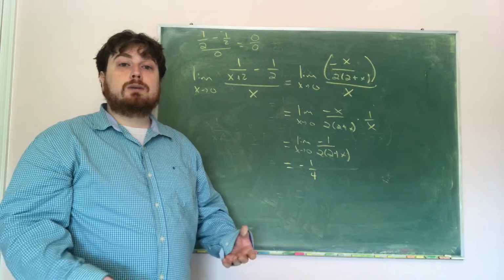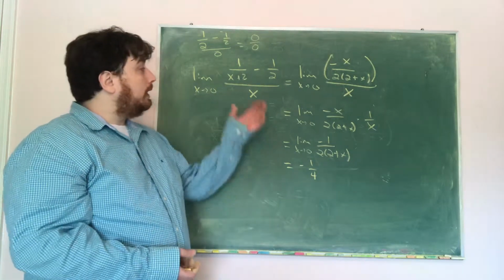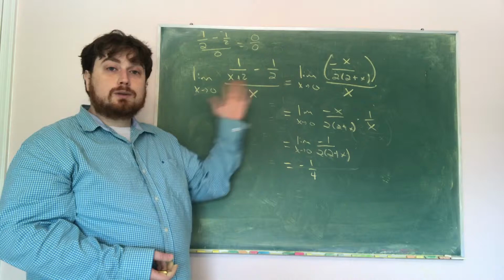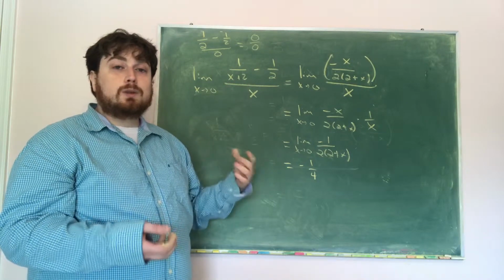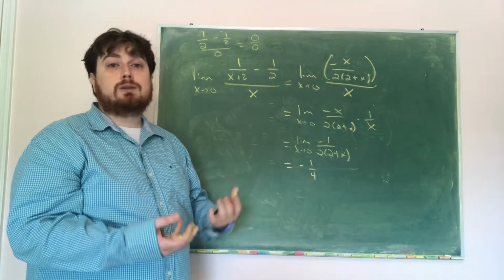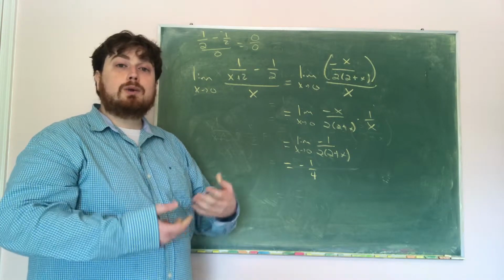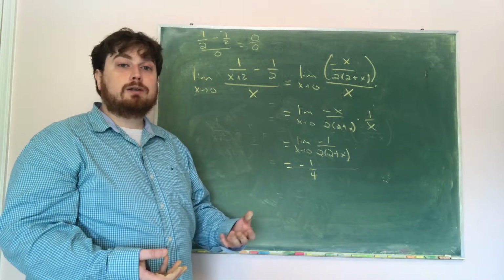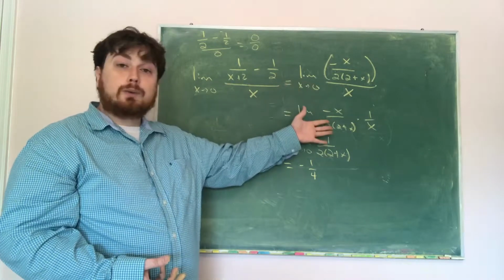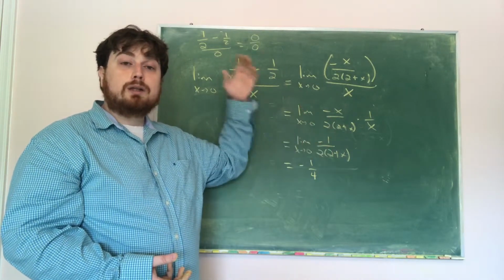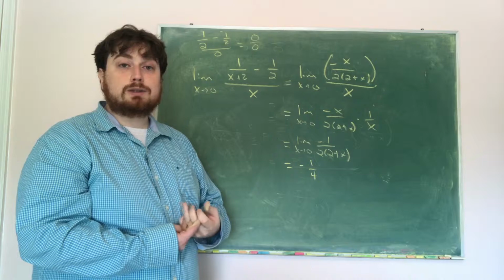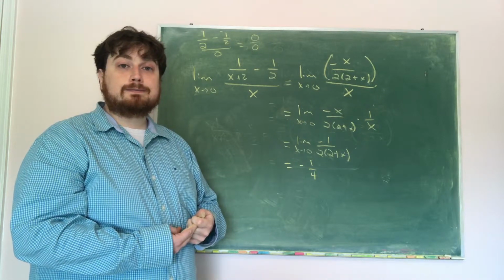And again, just to reiterate, we had two fractions being either added or subtracted. Our technique was to combine those two fractions into one fraction by finding a common denominator. Once we do that, we simplify algebraically, and this will likely turn into a rational function so that we can use the techniques we used on rational functions to finish up this limit.